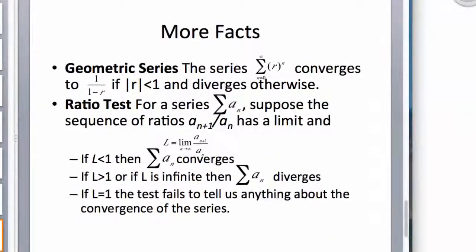Here we want to look at the ratio test. Our PowerPoint slide said that for a series a sub n, suppose the sequence of ratios a sub n plus 1 divided by a sub n has a limit, and L is that limit. Then if L is less than 1, the series converges. If L is greater than 1, or if L is infinite, then a sub n diverges. And if L equals 1, then the test fails to tell us anything about the convergence of the series.